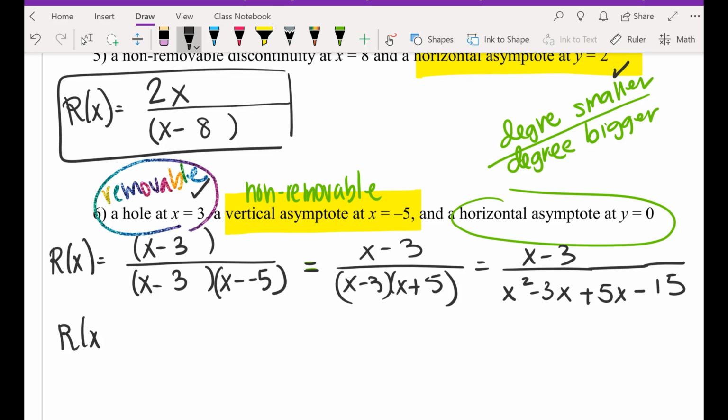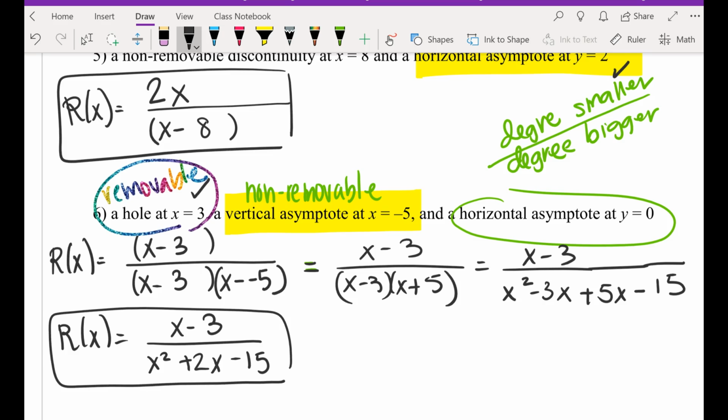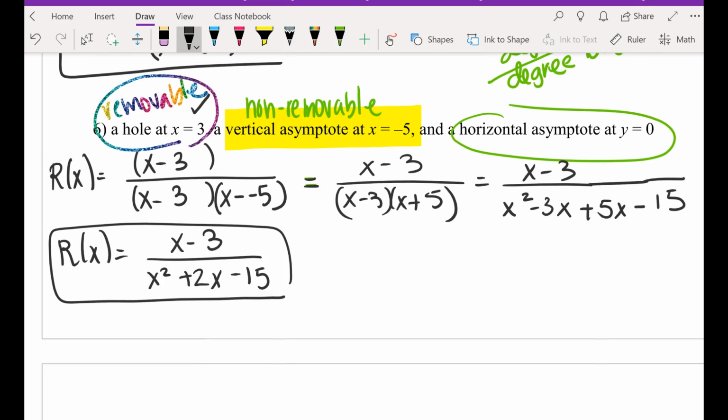Then let's combine. And then we're just going to box this up. On the top, we still have an x minus 3. On the bottom, x squared plus how many x's? 2. And then minus 15. And that, my dear, is that rational function that matches all of the requirements. And guess what? That is an egg roll.